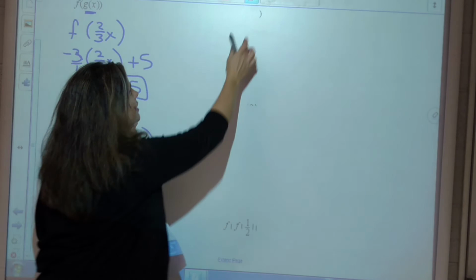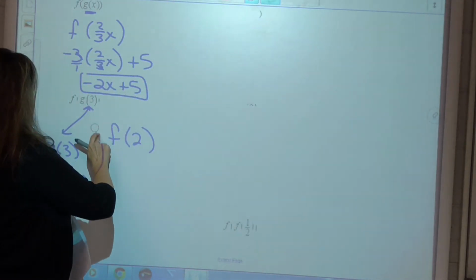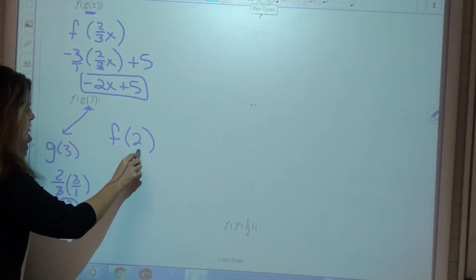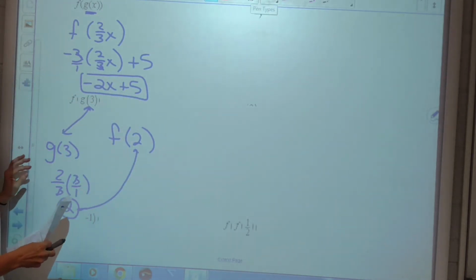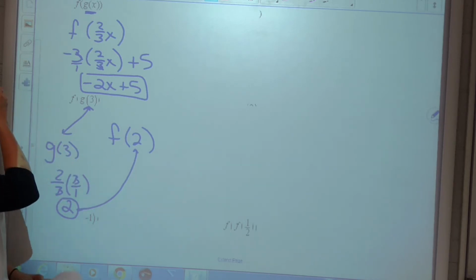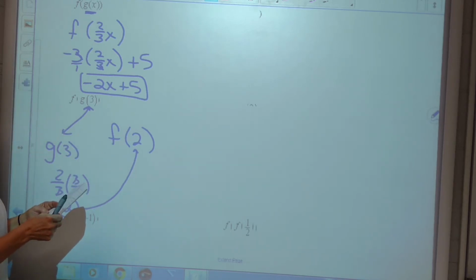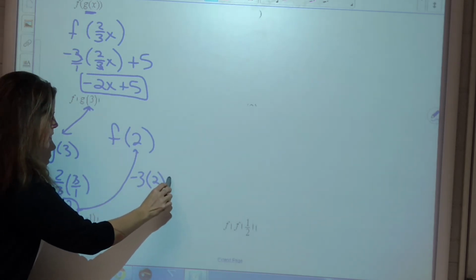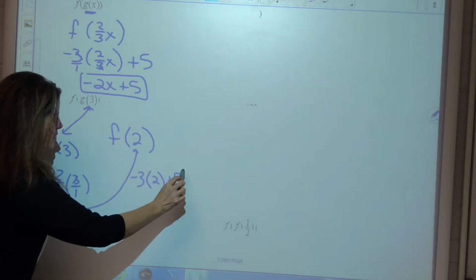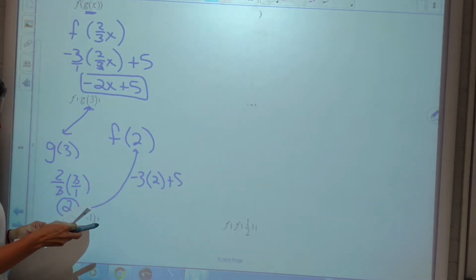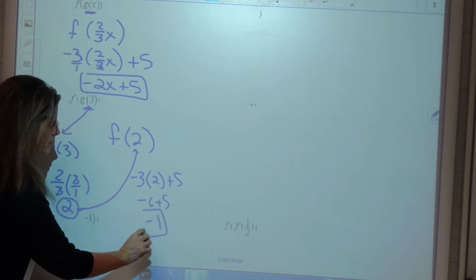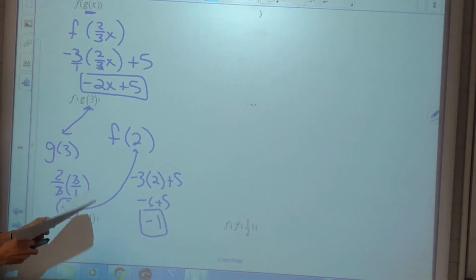Maybe I should have that come here. That's going right here. Right? And now I'm plugging 2 into my f of x equation. And that equation is just -3 times the x, which is 2, plus 5. And so that winds up being -6 plus 5, or I get a -1. That's my final answer. Right?